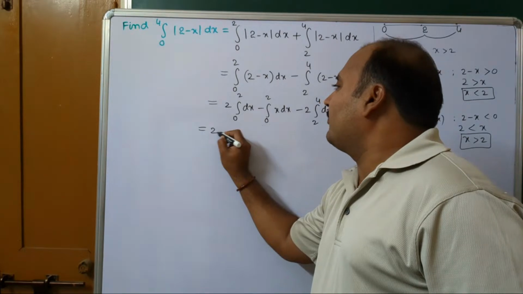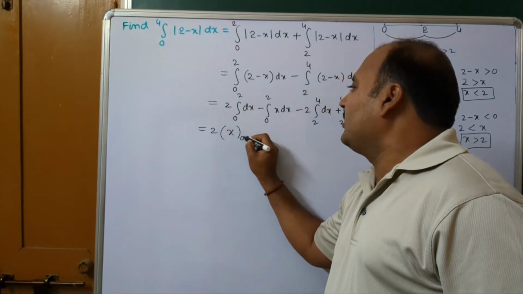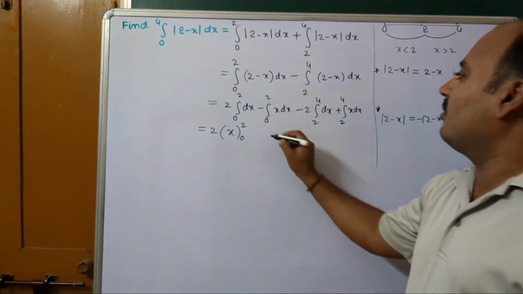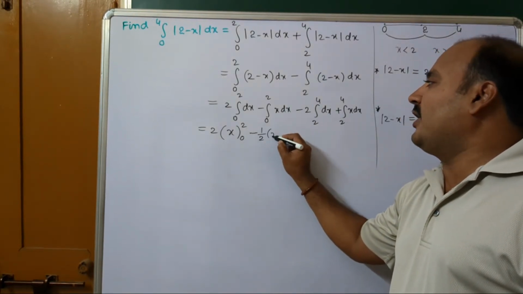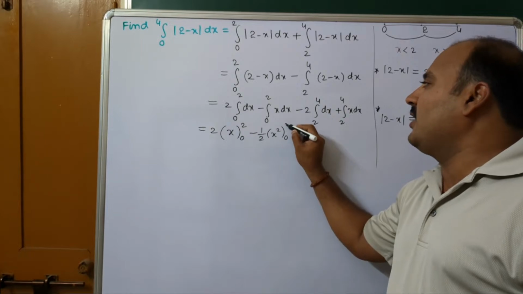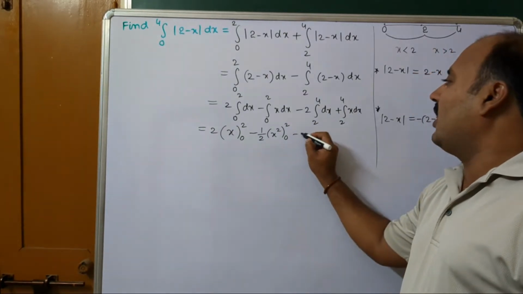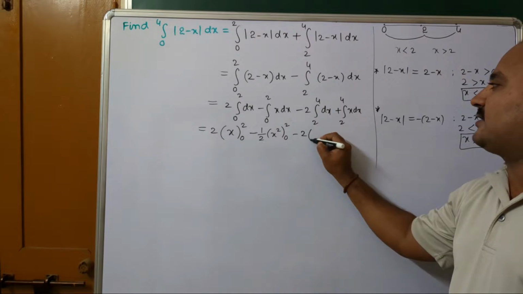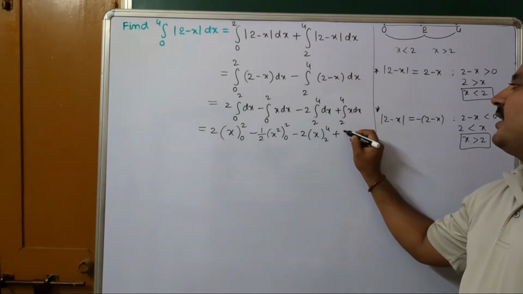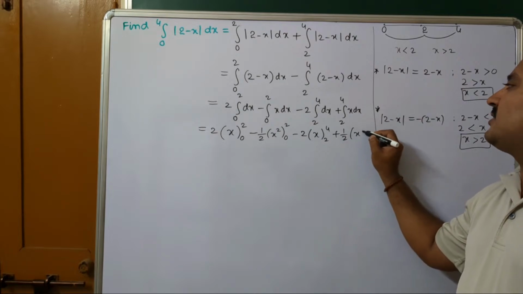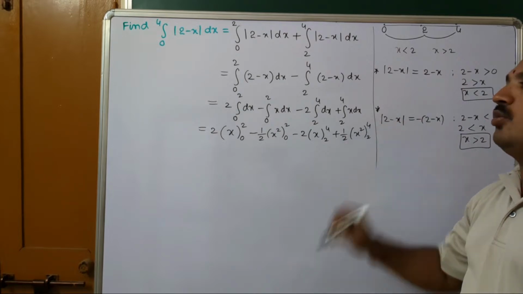So 2 times integral dx is x, applying the limit 0 to 2. Minus integral x dx, x square by 2. So 1 by 2 can take out, x square, applying the limit 0 to 2. Minus 2 into integral dx is x, applying the limits 2 to 4. Plus integral x dx, x square by 2, that means 1 by 2 x square, 2 to 4.